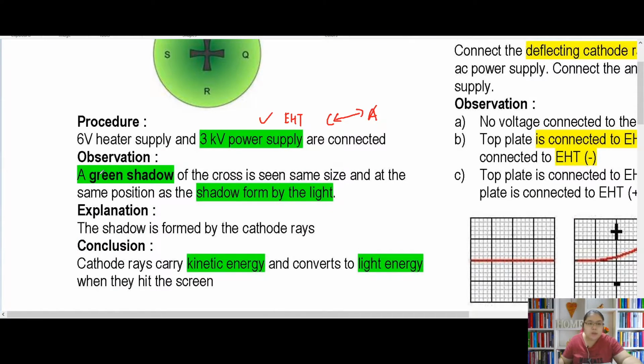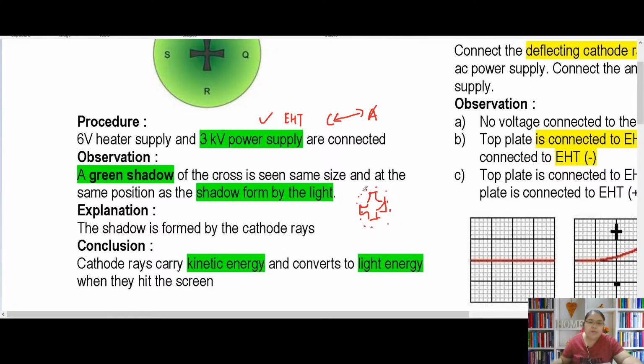Observation: the shadow of the cross is seen at the same size and the same position as the shadow formed by the light. So that means just now you see the Maltese cross. Okay, I draw the Maltese cross. This is a Maltese cross. Then surrounded, just now it was a yellow color, is it?